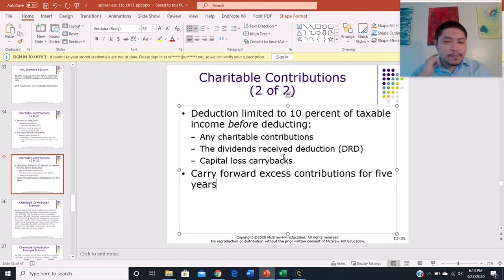So this is another reason why there can be book tax differences, because there's a limitation on the deduction for tax purposes. But for book purposes, the firm can always record the expense for the full amount. But for tax purposes, the amount can be limited by the deduction limitation right here. So this is another time when a book tax difference can arise, right?